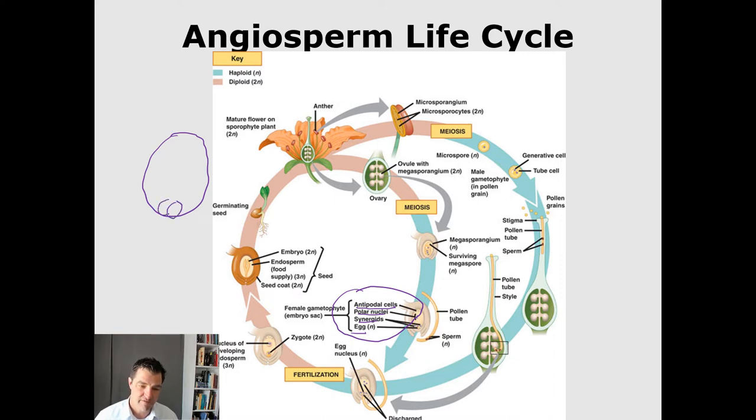So we have our egg. So this will be our egg right there. And then this will be the synergids, because those are surrounding it. And then antipodal, these are the cells that are on the opposite side. They're anti or opposite of where the egg is. So those are my antipodal cells.